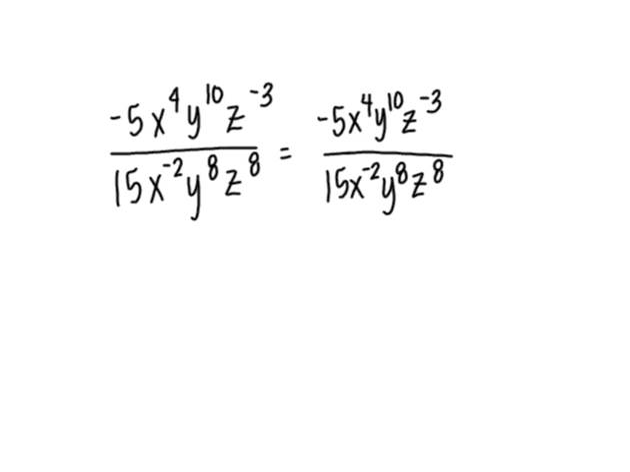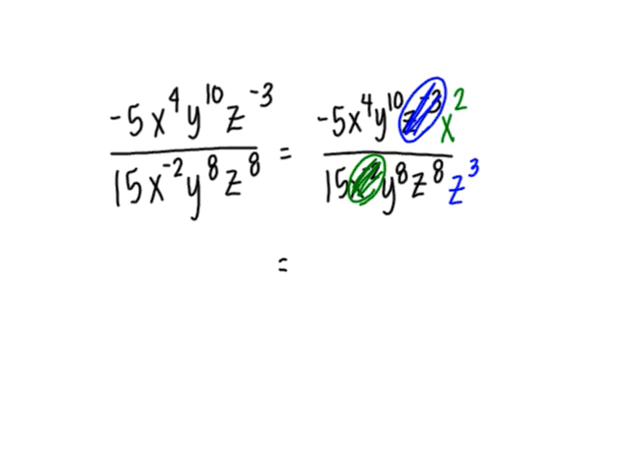Okay, so this last one I've written twice because I'm going to mark all over it, but you have a negative 5, x to the 4th, y to the 10th, z to the negative 3, over 15, x to the negative 2, y to the 8th, z to the 8th. Negative exponents have to move. So this x to the negative 2 is actually going to go to the top. I'm going to cross it out. This z to the negative 3 here actually has to go to the bottom. And then we can simplify what's left.